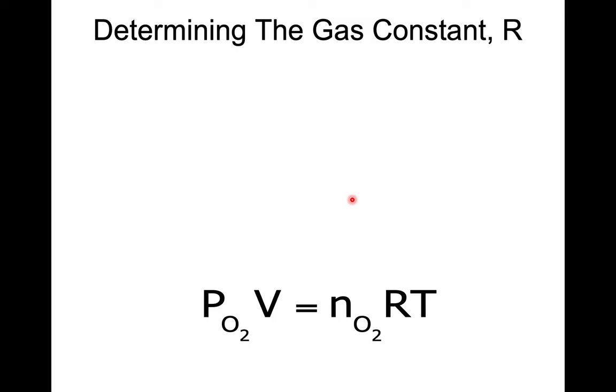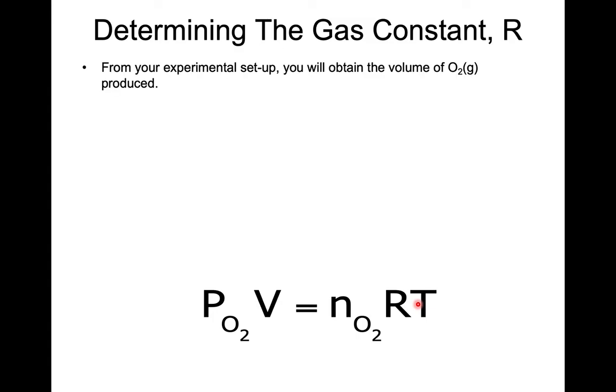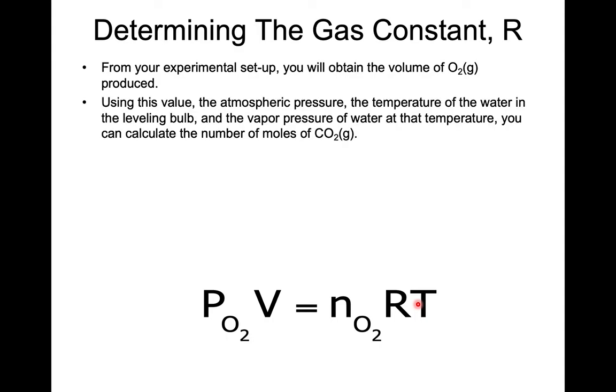So we have our PV equals nRT again here, but I put in a little bit more detail. So it's the pressure of what? The pressure of the O2 gas. The volume that the gas is contained in is equal to the number of moles of O2 gas times the gas constant R times the temperature of the gas in Kelvin. From your experimental setup, you will obtain the volume of O2 gas produced. So once you've got your leveling bulb level with the volume of gas, that is your measured volume of gas that you have.